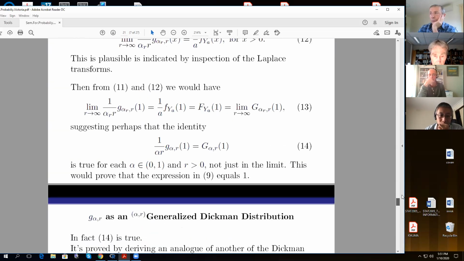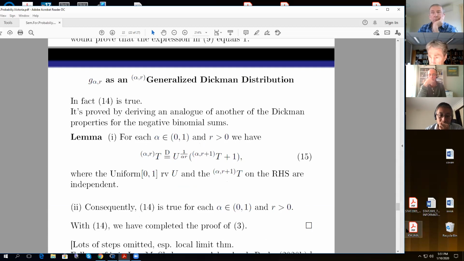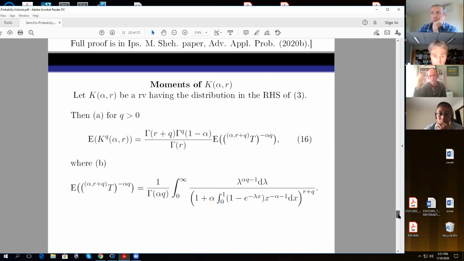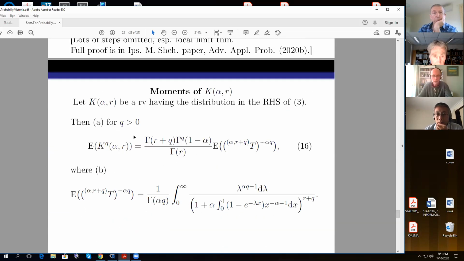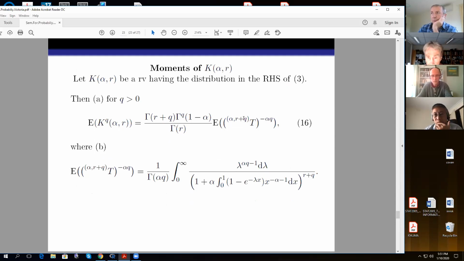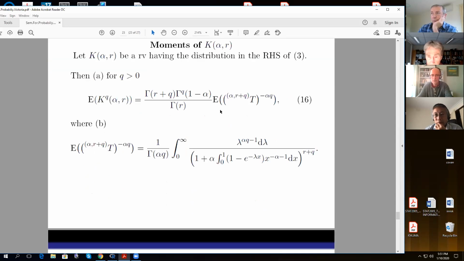So I'll come back to where we were. In the paper we give a couple of calculations. For example, you can get the moments of this distribution in reasonably explicit form. You see here what I skipped over earlier. Essentially the Laplace transform of this alpha R T object is of this form.